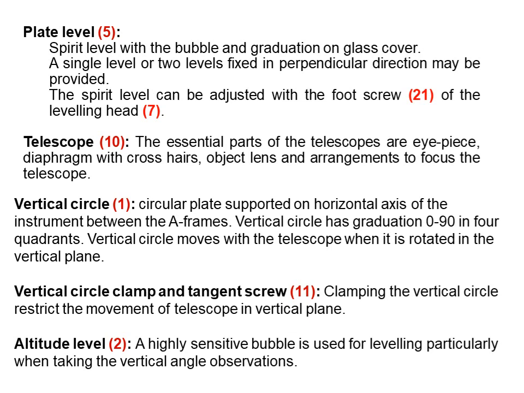Then the altitude level. A highly sensitive bubble is used for leveling, particularly when taking the vertical angle observation. So whenever we are going to record the vertical angle, the bubble in the altitude level should be at the center. At the same time, the plate bubble should be at the center position, and only then is it possible to record the vertical angle, and whatever angle we record with the help of that is free from any errors.